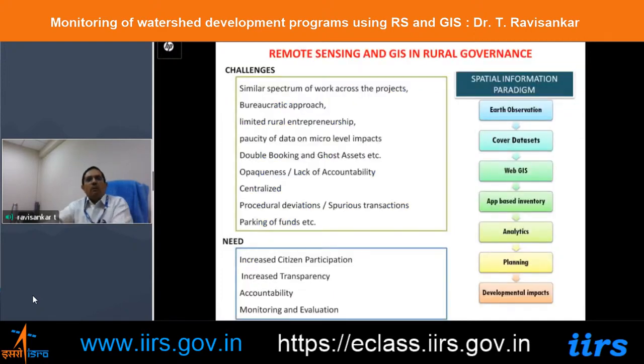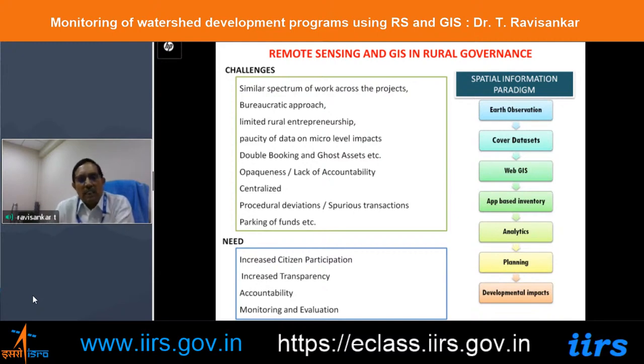Let me come to remote sensing and GIS in rural governance. Some of the challenges can be summarized like this. Many of the flagship programs, projects, and works are more or less similar, and there is a lot of bureaucratic approach, limited rural entrepreneurship, paucity of data on micro level impacts, double booking and ghost assets, opaqueness, lack of accountability, centralized procedural deviations, spurious transactions, parking of funds upfront, etc.